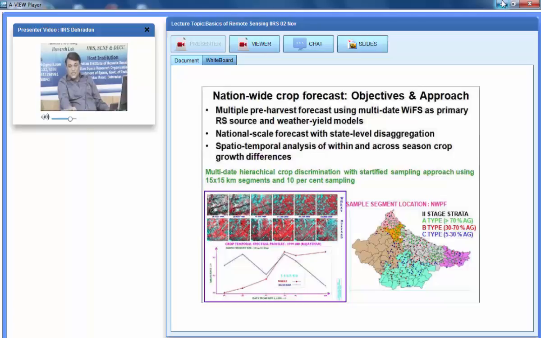Within these three strata, A, B, C, that is the sample segment with the different kind of crop proportion is selected and used for the hierarchical classification. Here multi-date data are used for the hierarchical crop discrimination. So hierarchical procedure means decision rules are to be framed to classify or discriminate an individual crop from others.